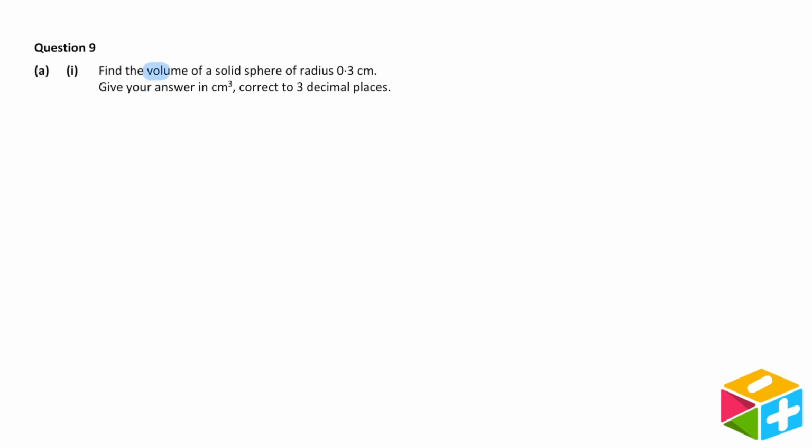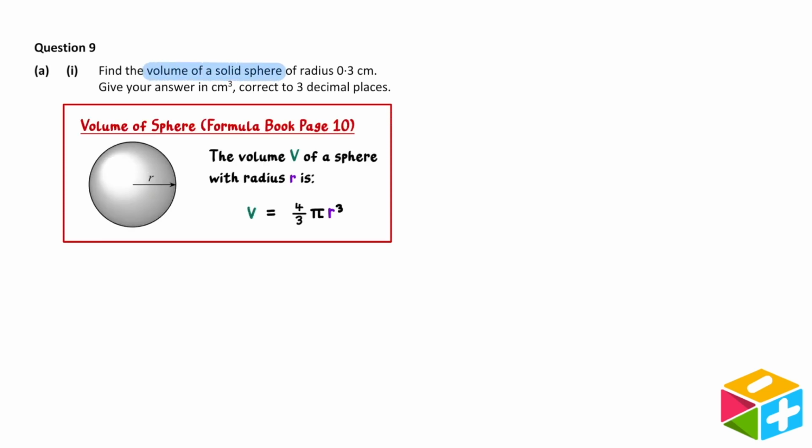To find the volume of a sphere, we can use a result on page 10 of the formula book. It states that the volume V of a sphere with radius r is V equals 4 over 3 times pi times r to the power of 3. We are told that the sphere has a radius of 0.3 centimeters, so this should be our value of r. Let's sub this into our formula.